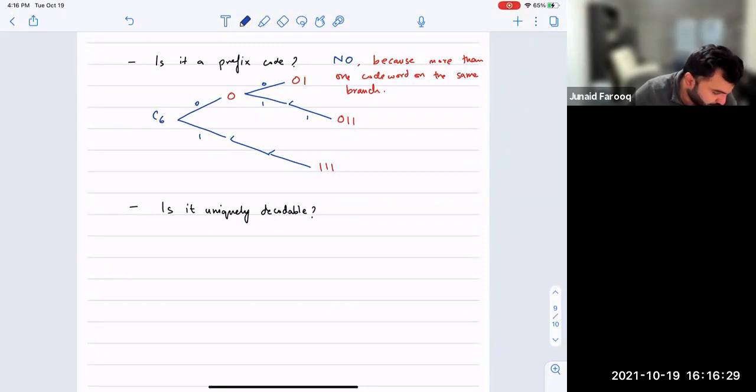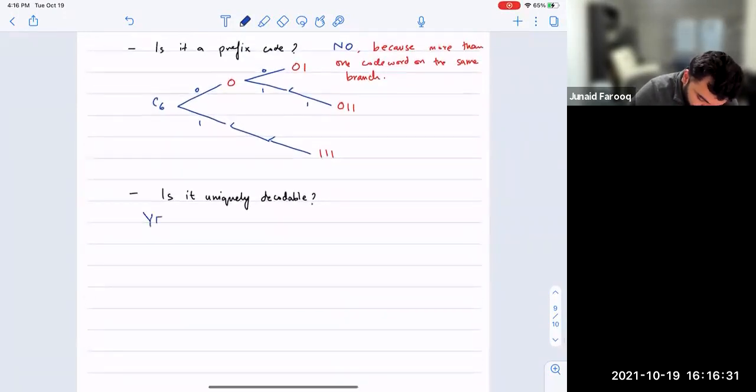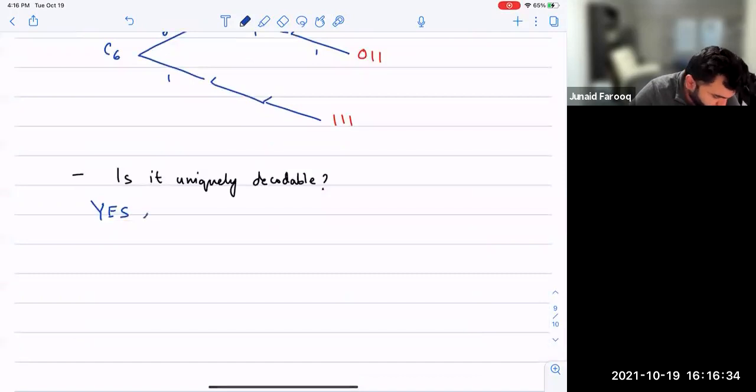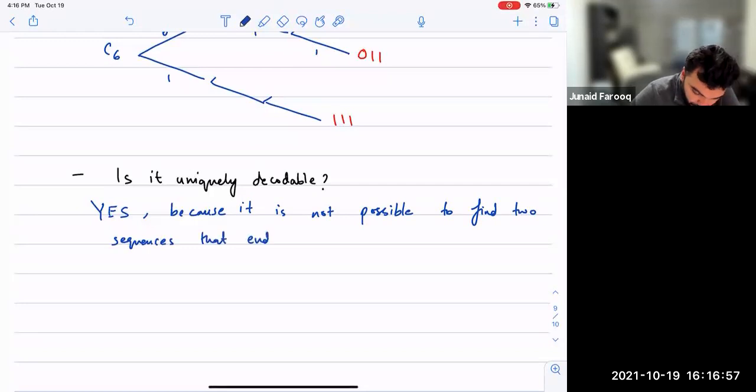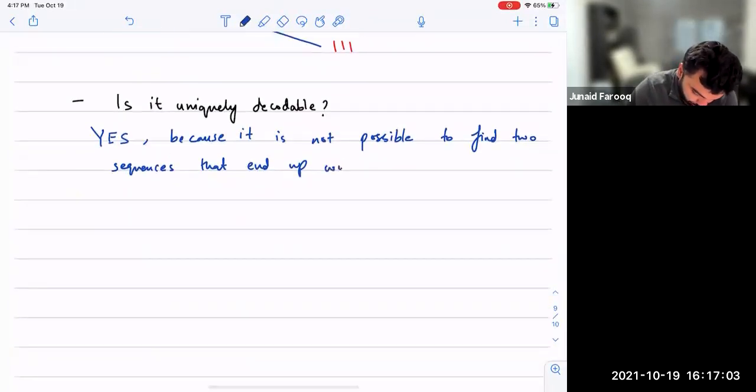And from observation, it seems like there is no possible... Yes, because it is not possible to find two sequences that end up with the same encoding.